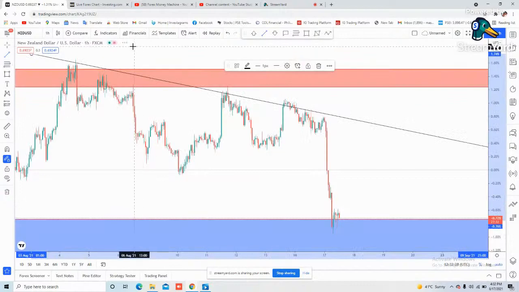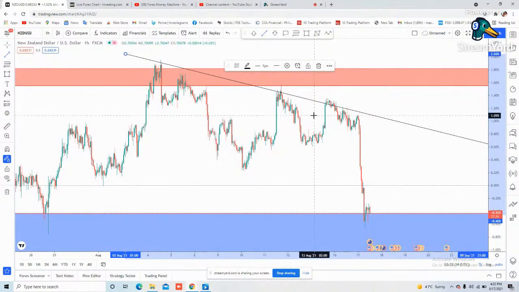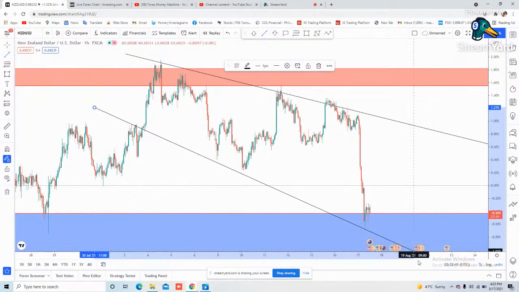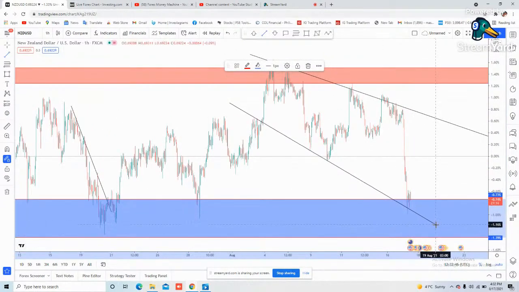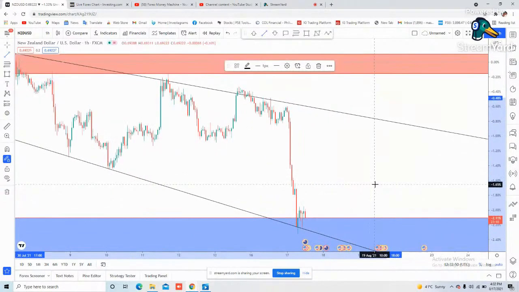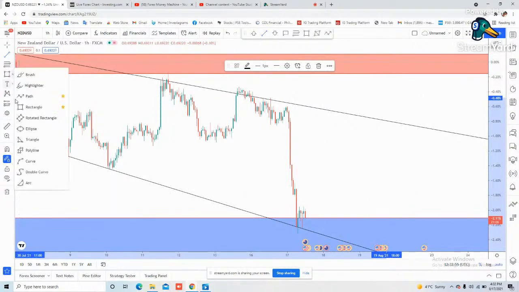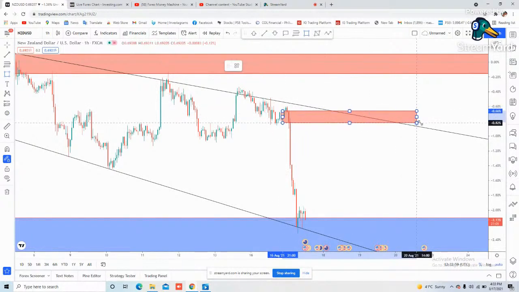Check the 1 hour. Yep, there is a consolidation of the price here. If you put this channel here, maybe the price will reverse at this point, but only for the short term, because here is the resistance.